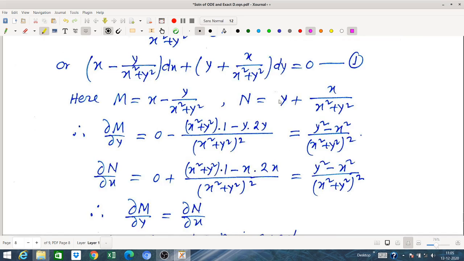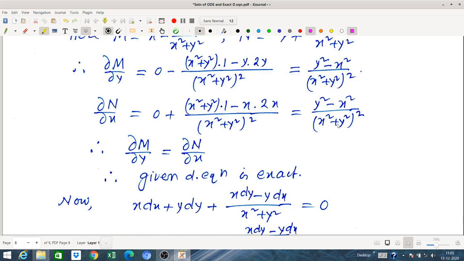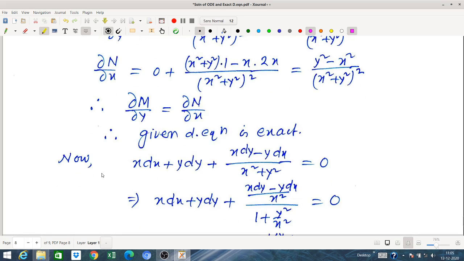Similarly del N by del x, y is constant because we are differentiating with respect to x, so 0, and this is again u by v, we have applied, and we have got this. So del M by del y equals del N by del x. Therefore, the given differential equation is exact. Now we have to solve. By inspection we are solving.